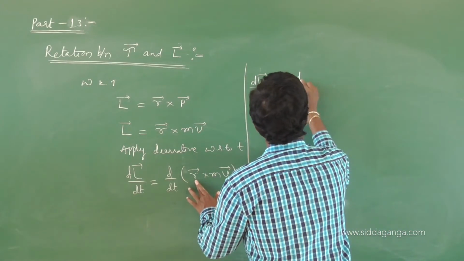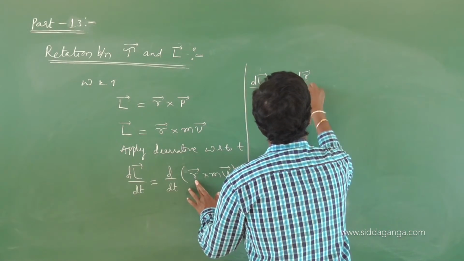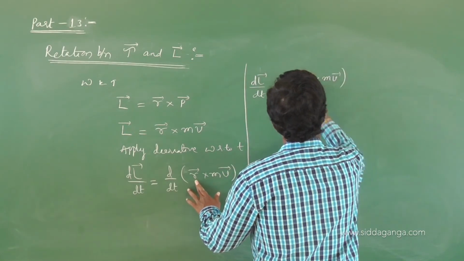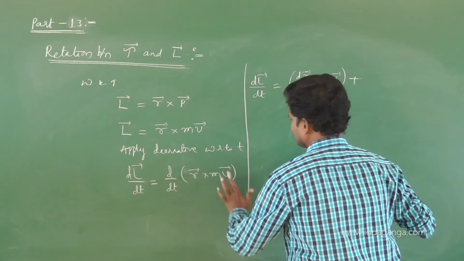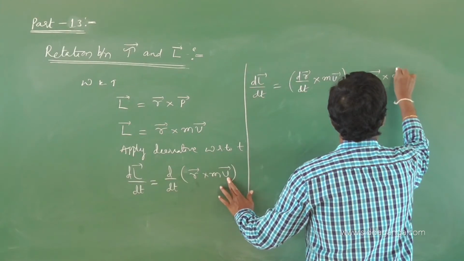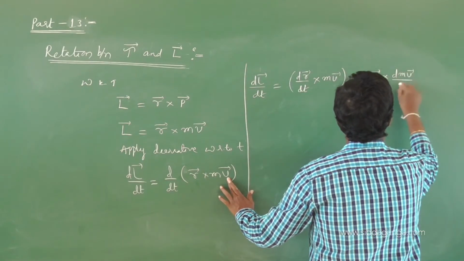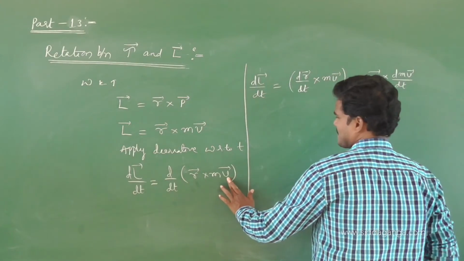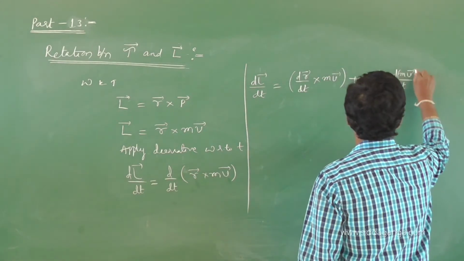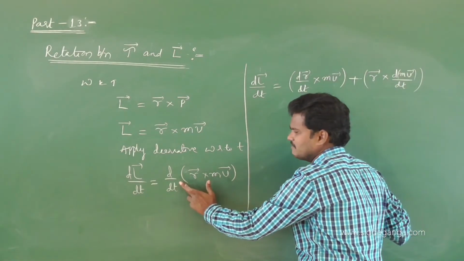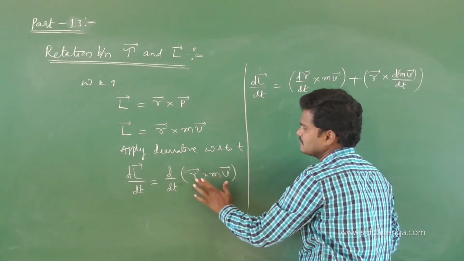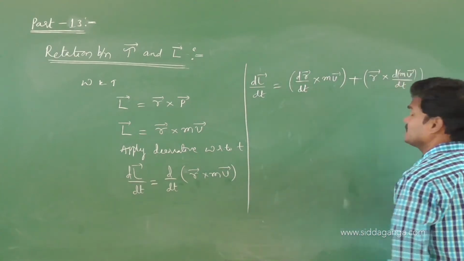So let me multiply dr bar by dt cross mv bar, plus multiply d by dt for the next term, r bar cross d(mv bar) by dt. I just multiply the first term cross mv as it is, multiply d by dt for the next term, keeping this as a constant as it is, r bar cross.